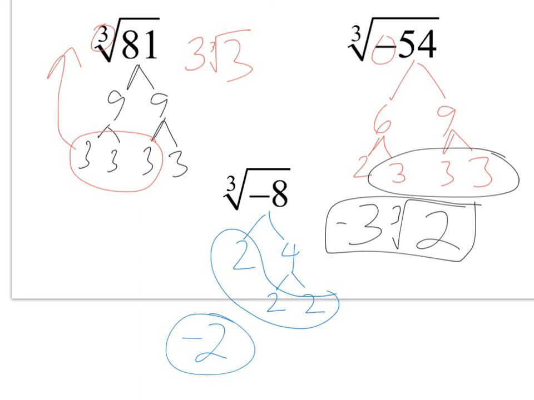Now this is where that negative, I think, will make a little bit more sense. Negative 2 cubed, negative 2 times negative 2 times negative 2, is negative 8. It keeps its sign when it's cubed or raised to an odd exponent. So the cube root of negative 8 would be negative 2. Negative 2 cubed is negative 8. The cube root of negative 8 is negative 2. They undo each other. Cubing and cube rooting undo each other. Squaring and square rooting undo each other, so on and so forth.